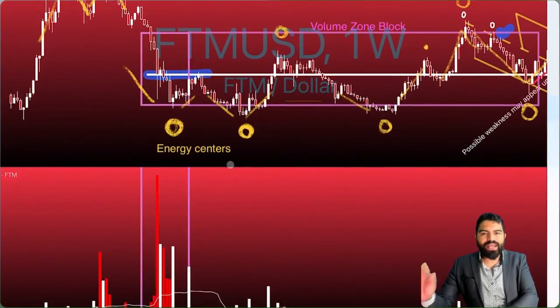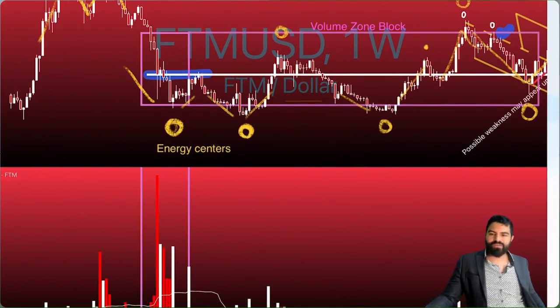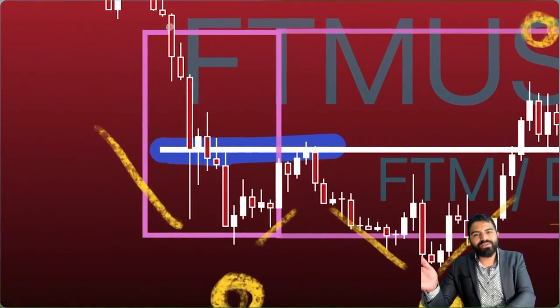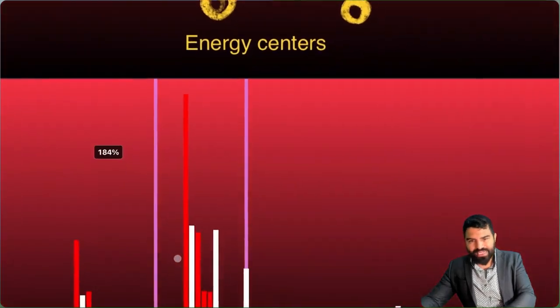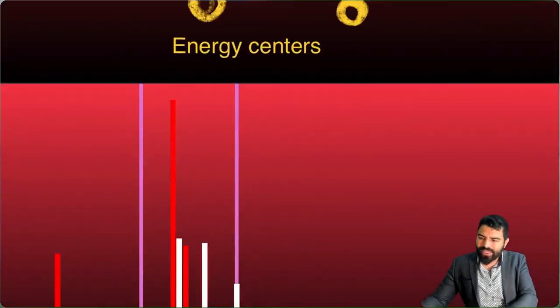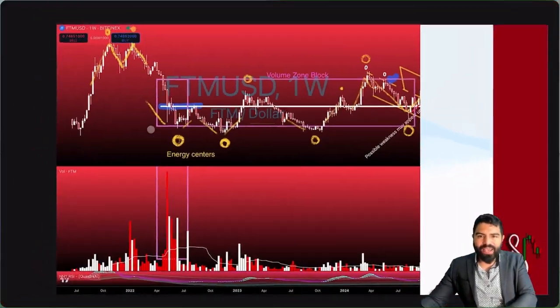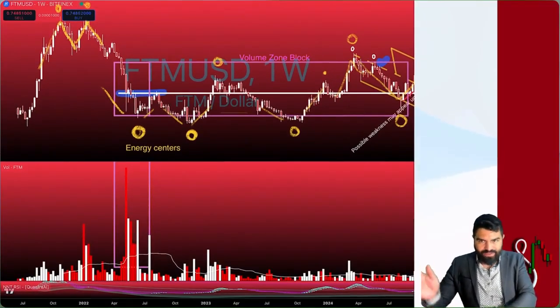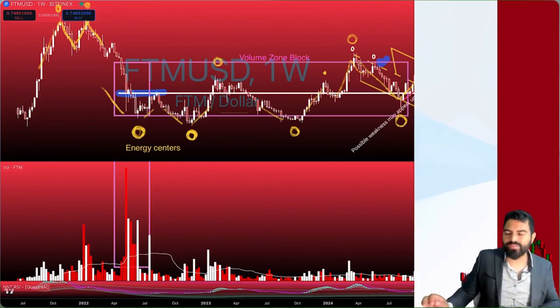Once we have one energy center we can use to work with, now we're going to look at volume zone blocks. Volume zone blocks are blocking out the relative candles and looking at the relative volume in those areas, or vice versa, looking at the relative unusual volume, whether ultra low or ultra high, and then looking at the relative candles. But either way, we're going to be looking at the candles and volume together.